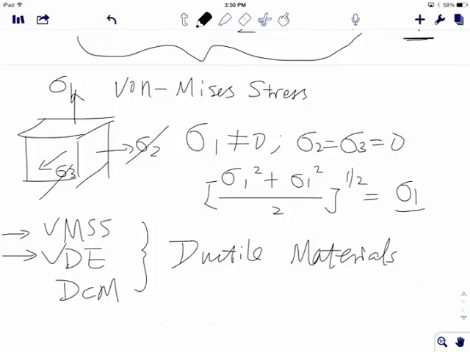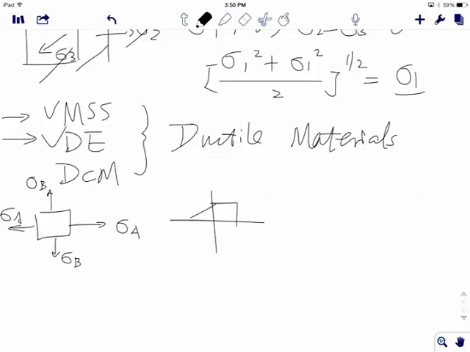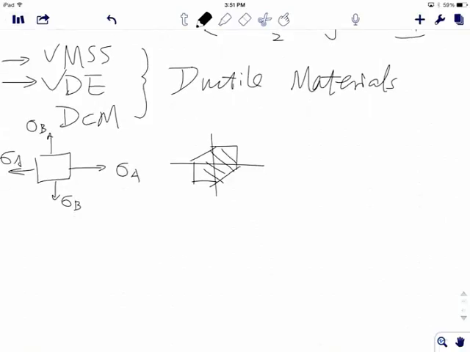Okay, so again, for maximum shear stress, we look at a 2D case, right? So we look at sigma A and sigma B. So we have two-dimensional loadings, and we come up with something like this, right? This is what we did. Okay.